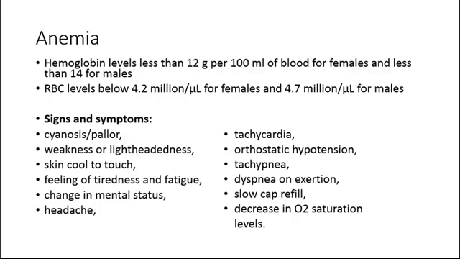The more severe the anemia gets, the more obvious the signs and symptoms are going to be. So you'll have tachycardia, orthostatic hypotension, tachypnea, maybe even dyspnea on exertion, changes in mental status. You may have cool, pale extremities, and if you do O2 sats, they're going to be decreased. Okay, so make sure that you do review signs and symptoms of anemia.